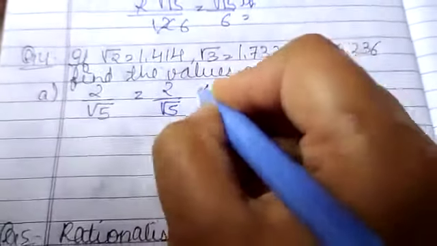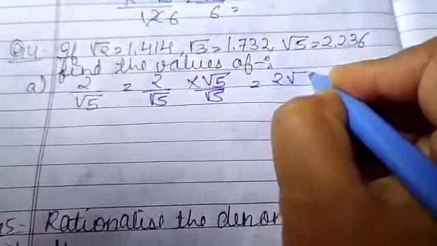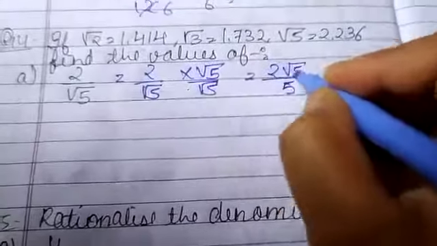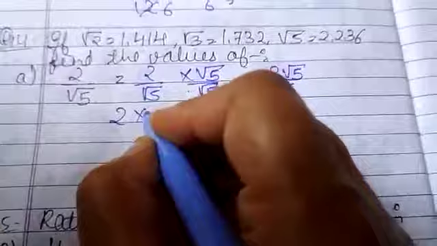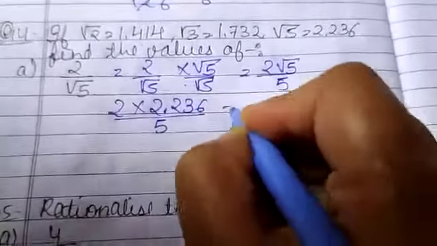2 upon under root 5, we will multiply it by under root 5. So you get 2 under root 5. Under root 5 into under root 5 will be 5. So you get 2 under root 5 upon 5. Now what is the value of under root 5? That is 2.236, and the 5 stays as it is.